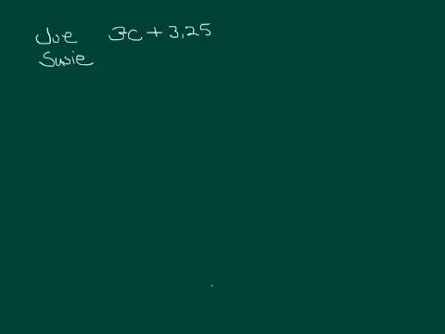Susie bought 2 cookies, so it's 2 times the cost of the cookie, plus she found a CD on clearance for $5, so she spent $5 on a CD. Now, they spent the same amount of money. So I can make an equation. I could say that these 2 amounts are equal to each other because they spent the same amount of money. That means 3 times C plus 3.25 equals 2 times C plus $5.